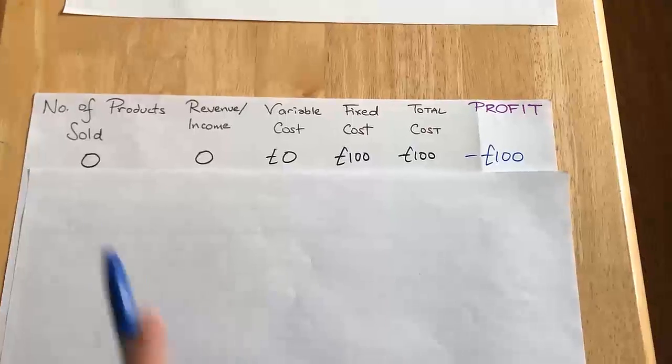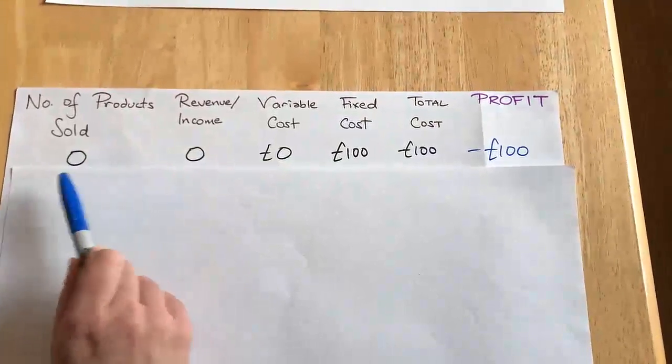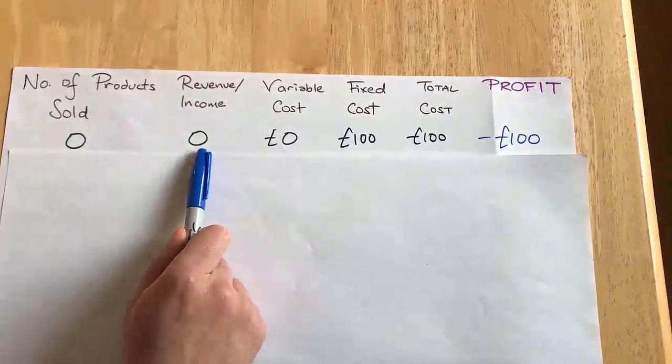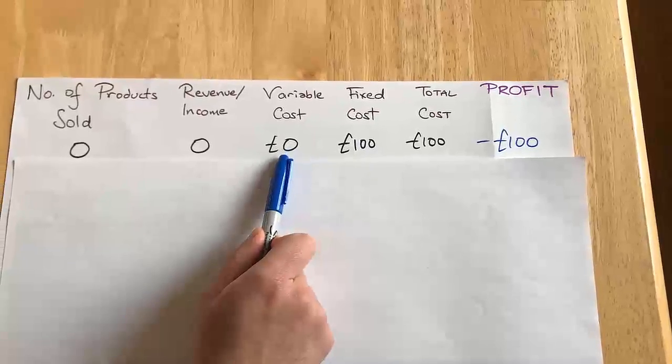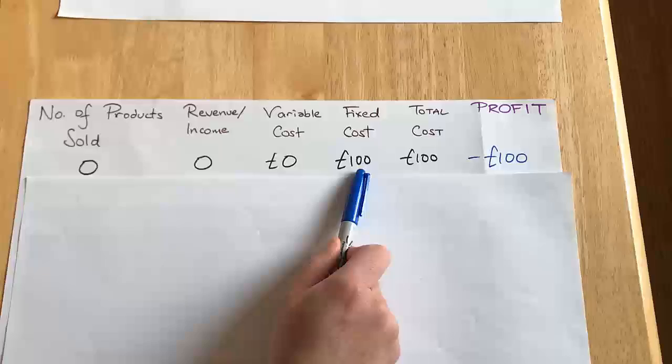The reason being is because the first example is assuming we have made no products at all. So if we make no products, we get no money from the customers. But it also means we've got no variable cost, but we do have fixed costs, as I said earlier.